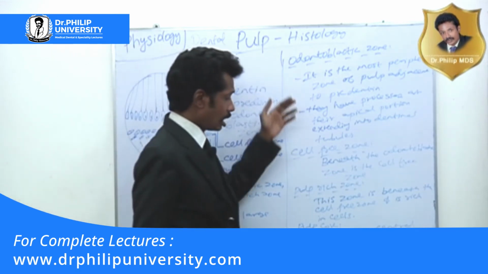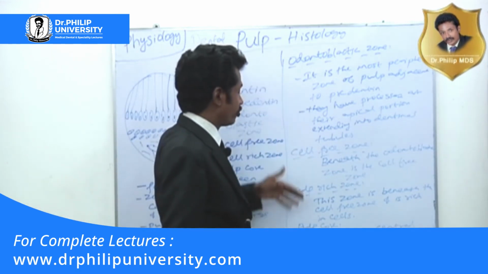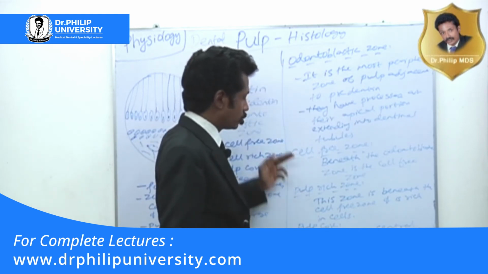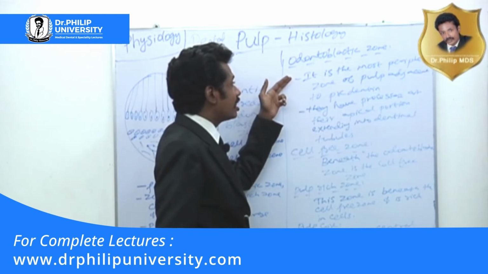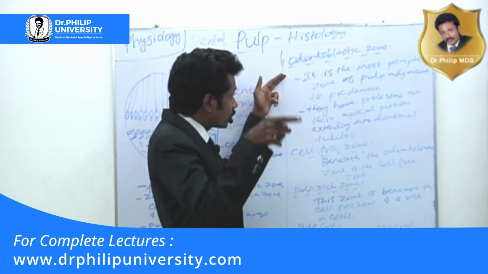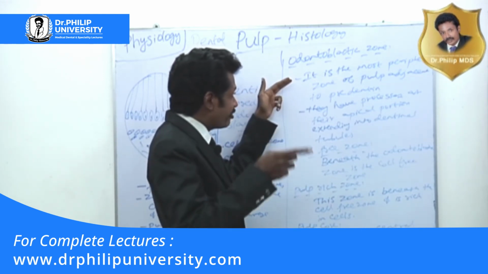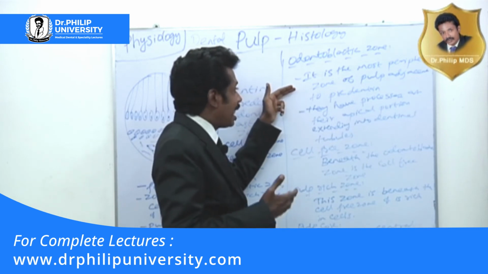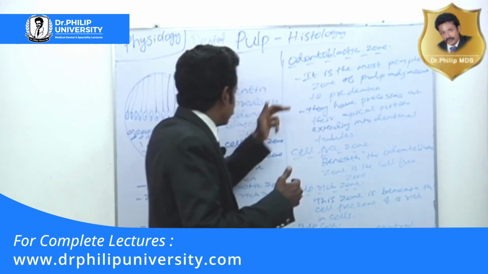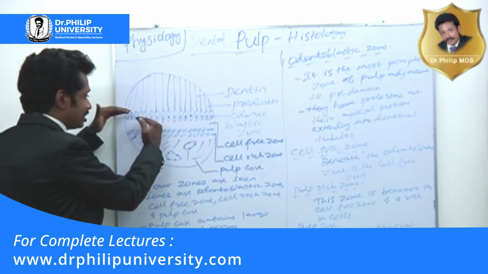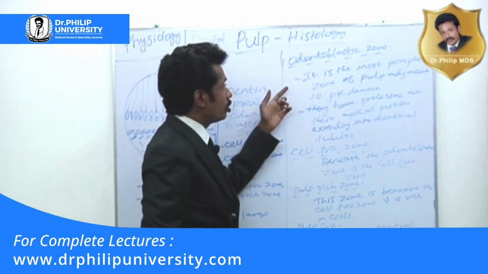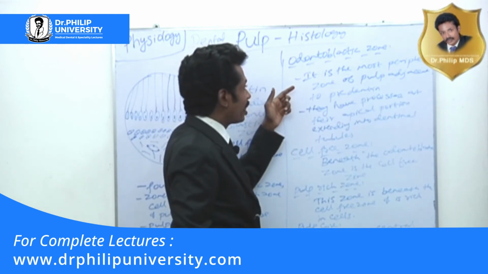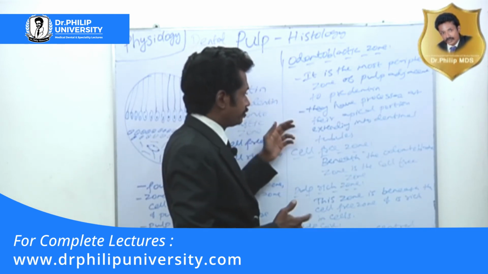Now a small description about the 4 zones: odontoblastic zone, cell-free zone, cell-rich zone and pulp core. The odontoblastic zone is the outermost, the most peripheral zone of the pulp, adjacent to the predentin. You can see this is the odontoblastic zone, next to the predentin.